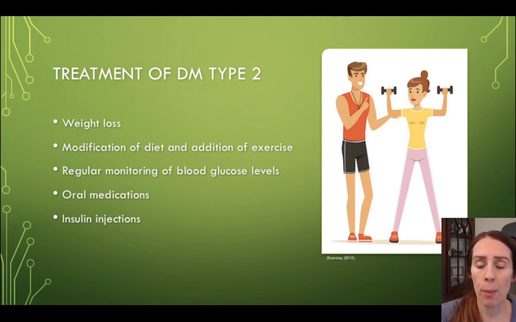Oral medications are commonly prescribed to reduce the amount of glucose produced by the liver, or increase the body's sensitivity to insulin, or stimulate the pancreas to produce more insulin. There's also subcutaneous insulin you can be prescribed. Some are short-acting, some are long-acting, and some are a combination of both.